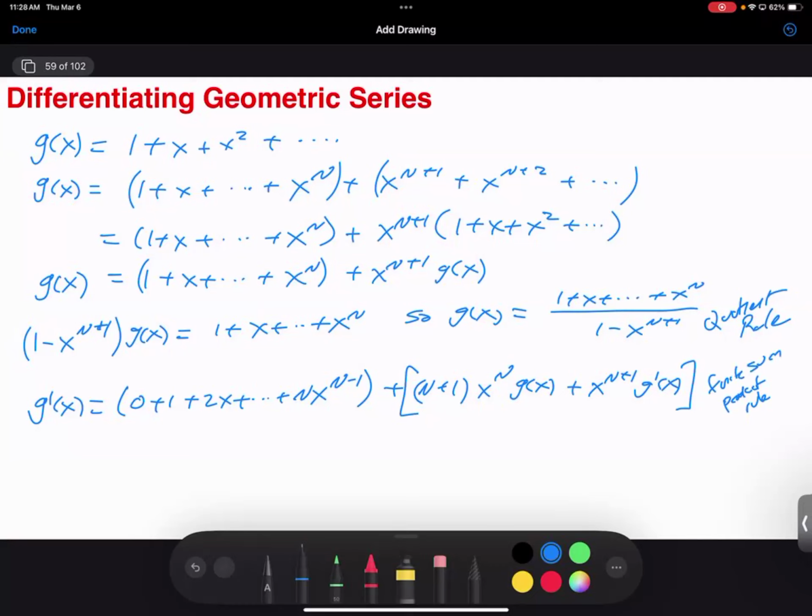Now, I am implicitly assuming that g of x is differentiable. Is g of x differentiable? Does g prime of x exist? Why? So why does g prime of x exist? Because it's a sum of differentiable terms. But it's an infinite sum.